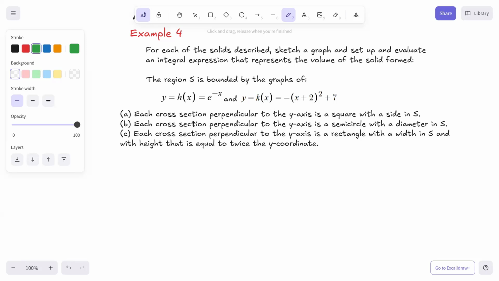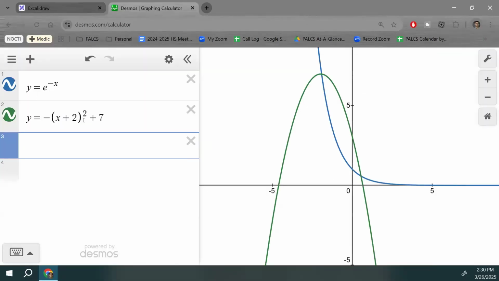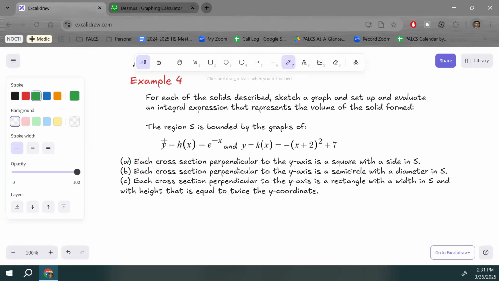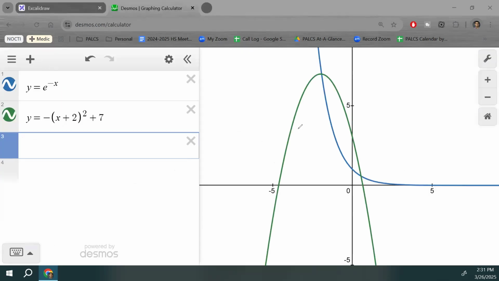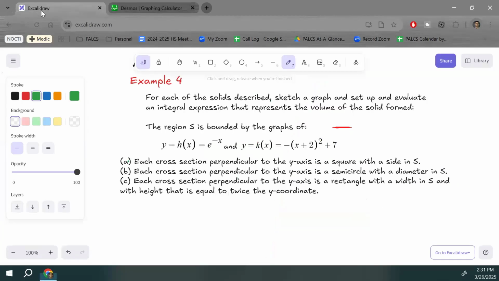So if we look at this graph in Desmos here, it did e to the x, or e to the negative x, which is in blue, and y is the parabola in green. The issue here is that each cross section is going to be perpendicular to the y-axis. So if I make my slice perpendicular, I need to do this with respect to y. So the first thing before I move on anywhere is I have to write this equation in terms of y.